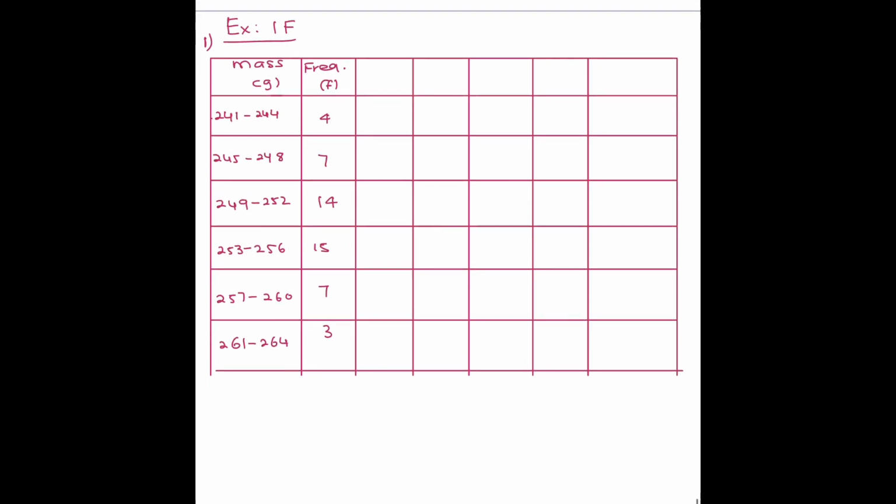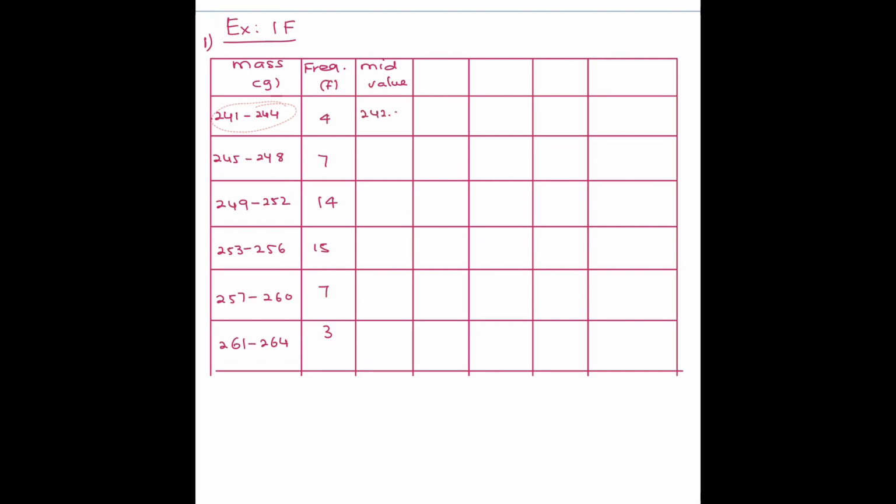Alright, we have to use the assumed mean method, which means we have to consider one value to be the mean. Now I don't have one value. What I have is a group. So I have to figure out one value which represents the group. So I consider it to be the mid value. How do I find the mid value? 241 plus 244 divided by 2.